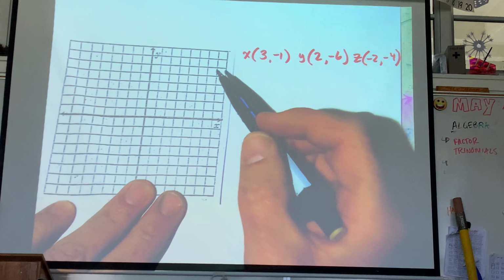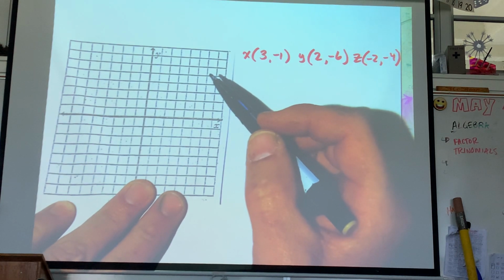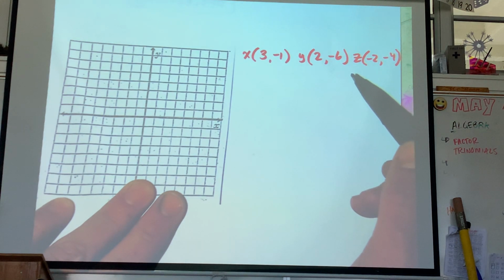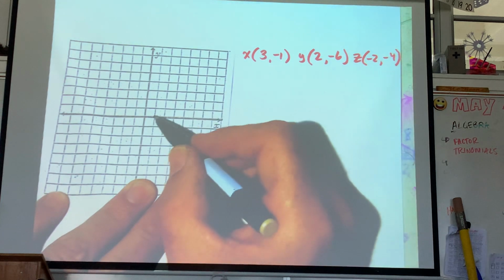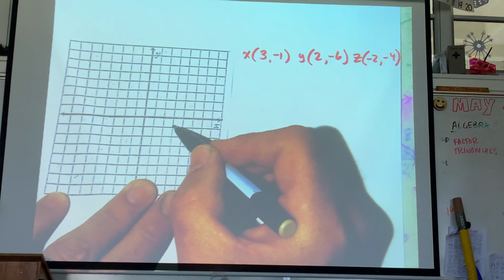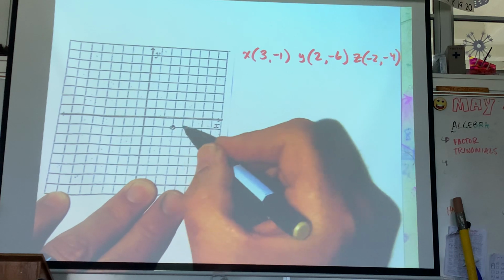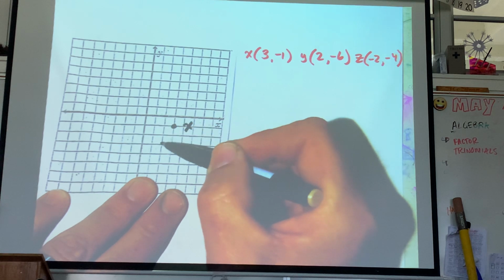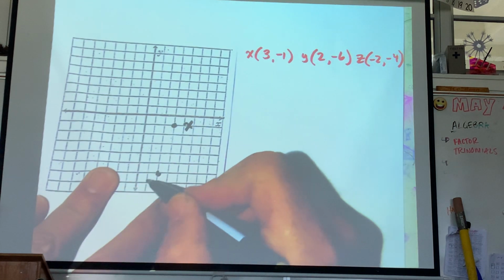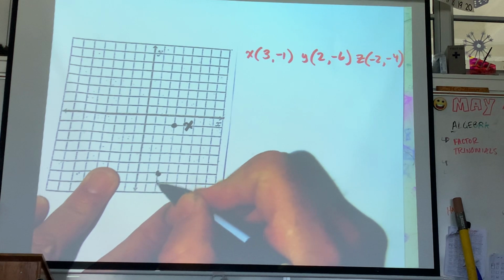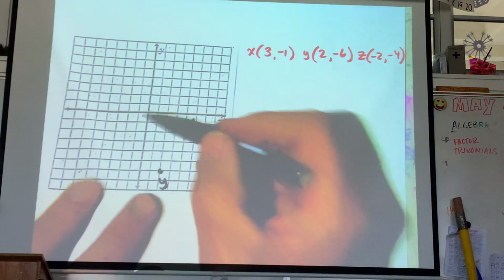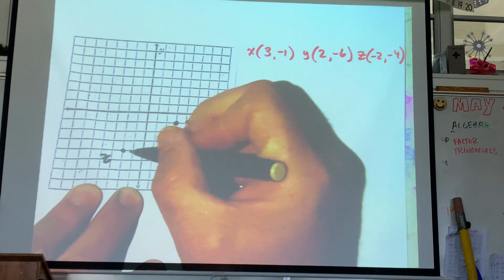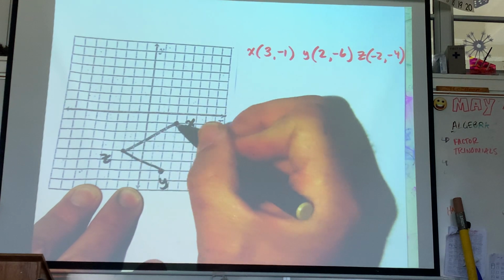Okay, I did it right. All right. So, X, 3, negative 1. 1, 2, 3, down 1. There's my X. Y, 2, negative 6. Right 2, down 1, 2, 3, 4, 5, 6. There's my Y. And my Z is negative 2, negative 4. 1, 2, down 1, down 2, down 3, down 4. There is my Z. I'm going to connect those 3 points.